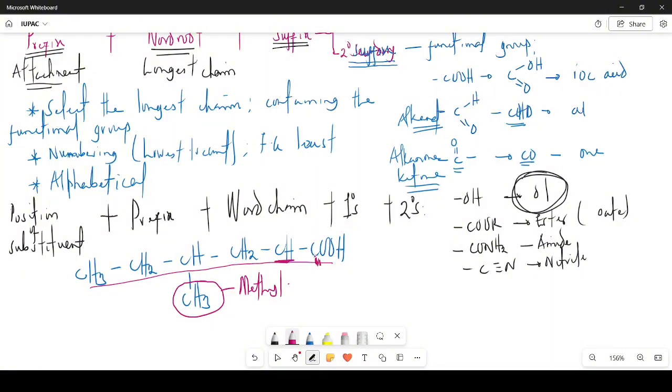Even though it is COOH, this C is carbon 1. Then this is going to be carbon 2. This becomes carbon 3, carbon 4, carbon 5, and then this is our carbon 6. Does that make sense to you? Now let us go ahead and name.